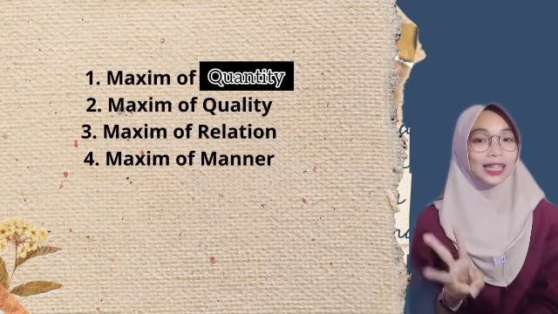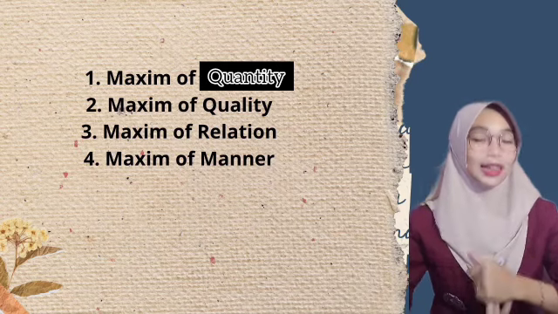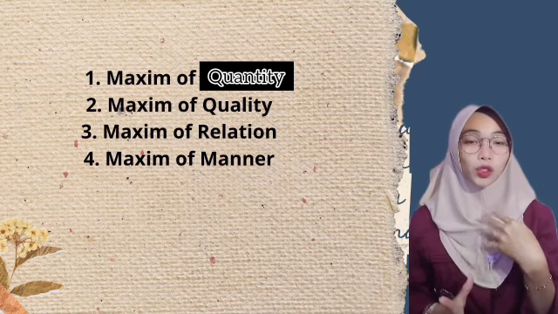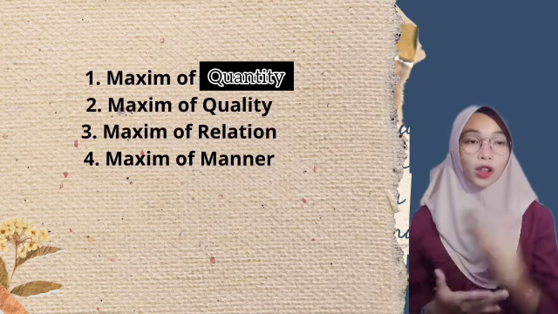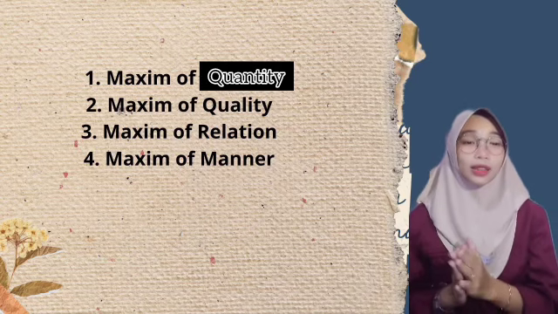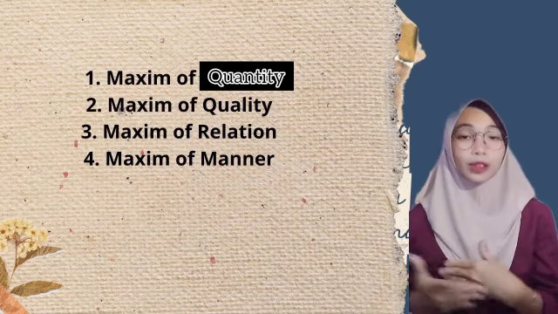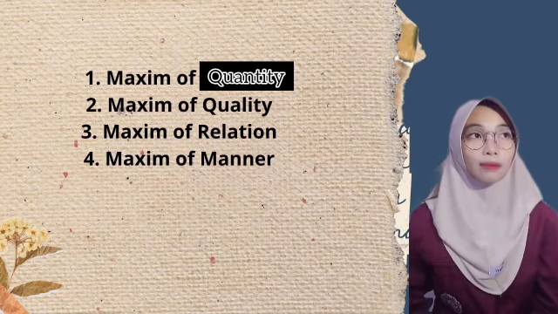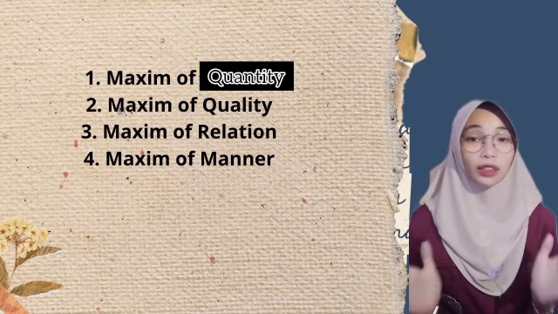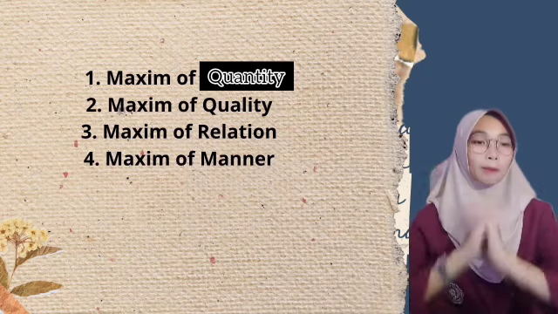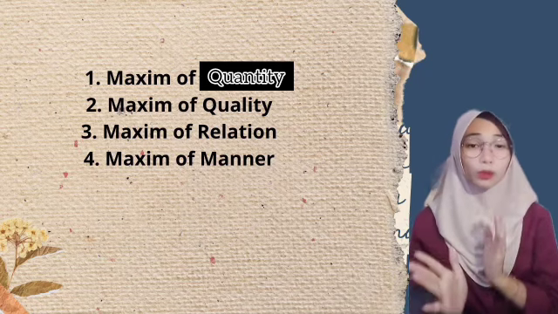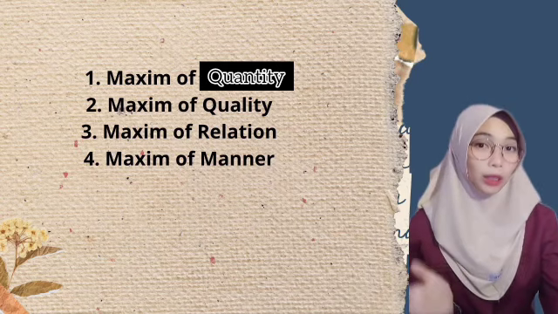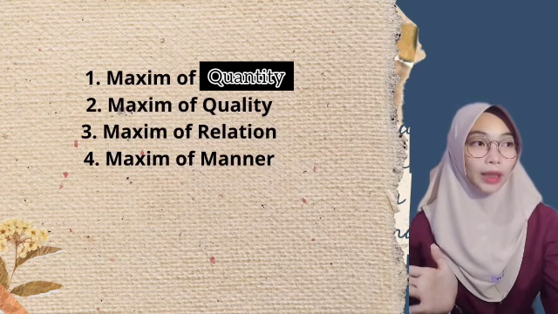Okay, the third is the maxim of relation. The maxim of relation states that the conversation should clearly relate to the purpose of the exchange. This maxim is related to the relevance of the information provided, and it has a single maxim: be relevant. The speaker should make their contribution relevant to the conversation at hand. Now, I will give you an example of this maxim. I will give a dialogue between A and B.